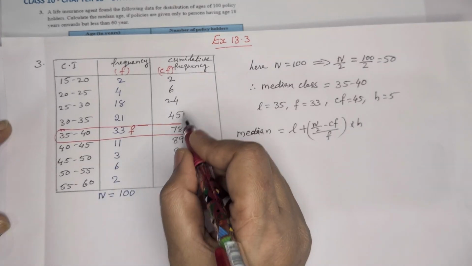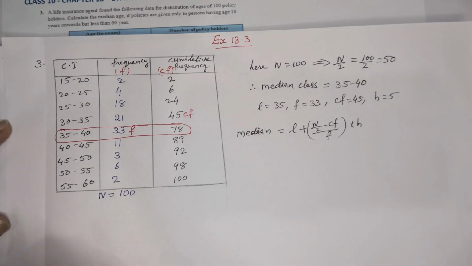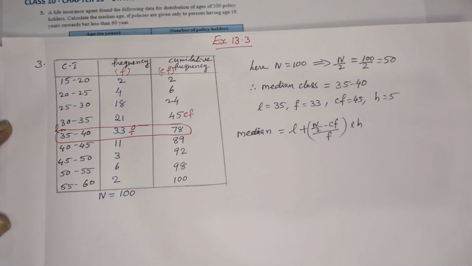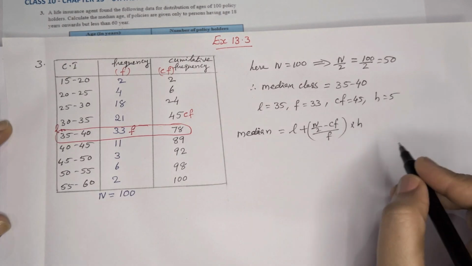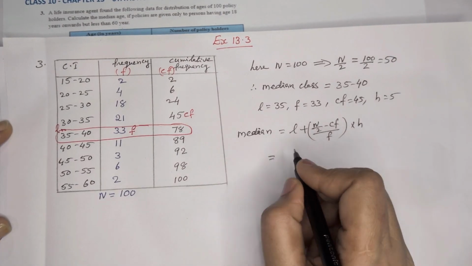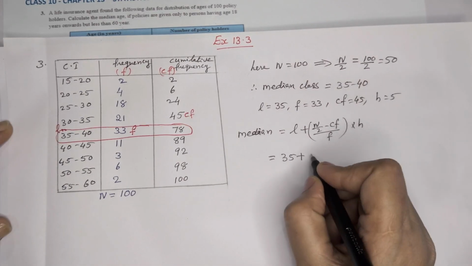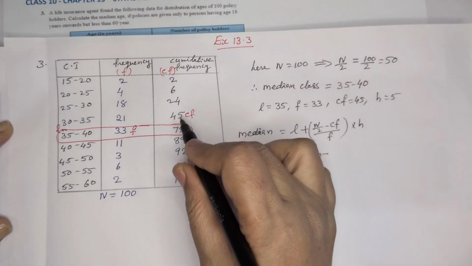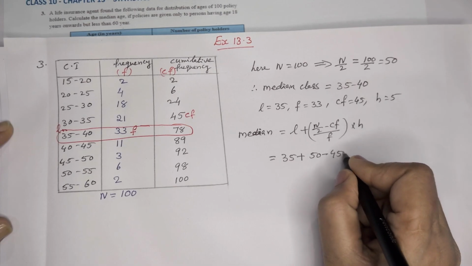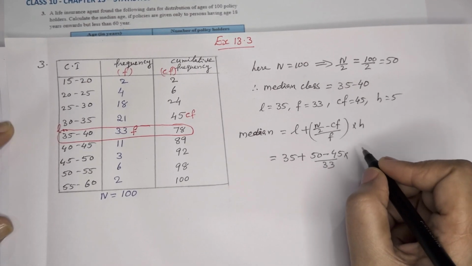Cumulative frequency means the one just before. This is the cumulative frequency, and this is L. Now we can put the values in the formula. Median is L plus (n by 2 minus F) by f into h, which is equal to, in place of L, 35 plus (n by 2, that is 50, minus 45) by 33 into class size 5.